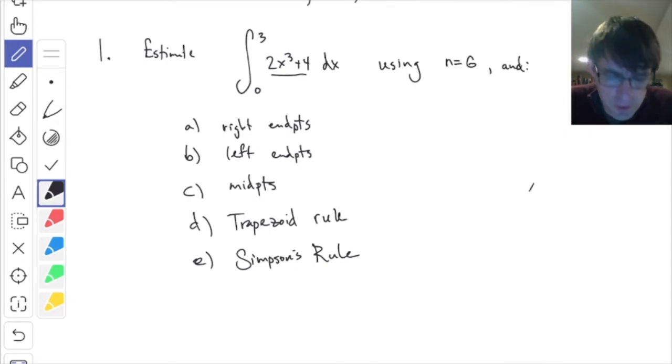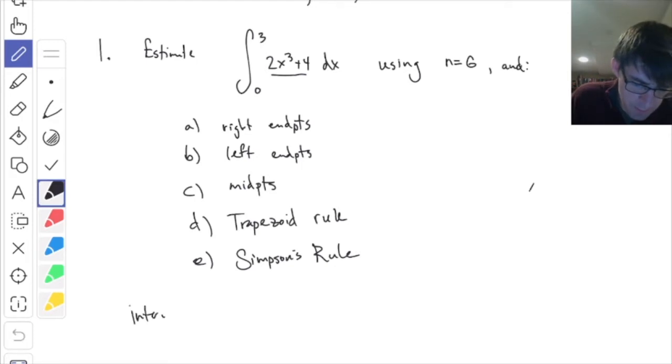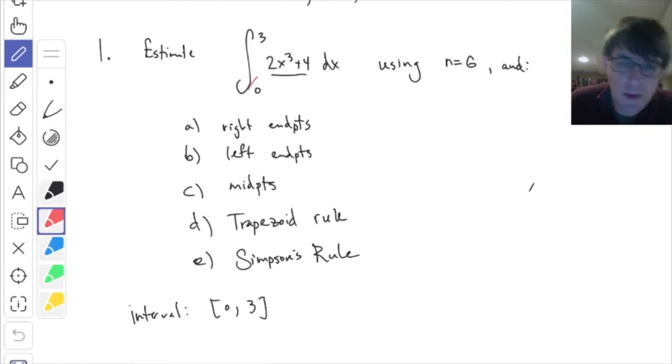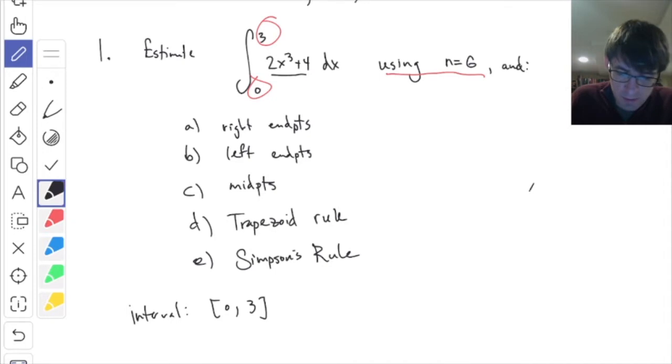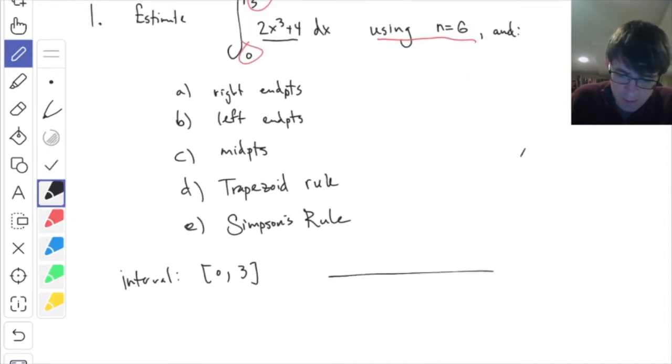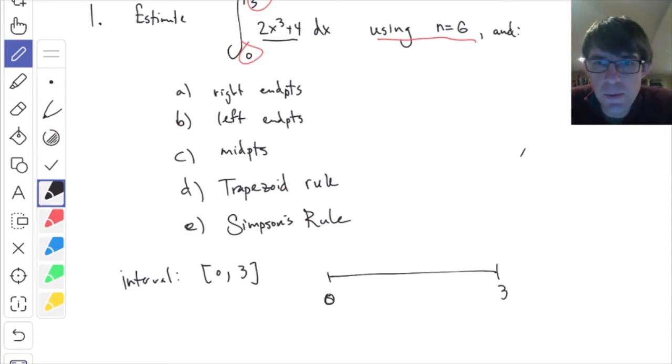subdividing the interval. So the interval is from 0 to 3, right? That's these numbers here, 0 and 3. And I said using n equals 6, that means you divide the interval up into 6 equal pieces. So I'm going to make a very simple little chart here for my interval from 0 to 3. And I need to divide this into 6 equal pieces. I suppose if I were cutting a cake or something, I would cut it in half once and then do thirds here, right?